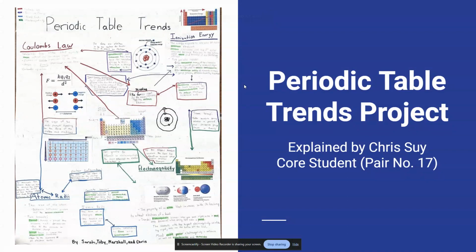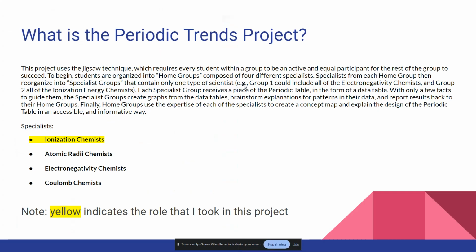I am a student who was asked to do the honors pair number 17, with period elements being arsenic and selenium, and family elements being oxygen and selenium. Let's get started. What is the periodic trends project?